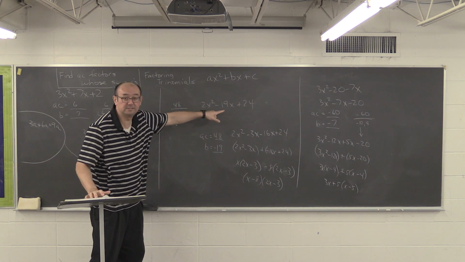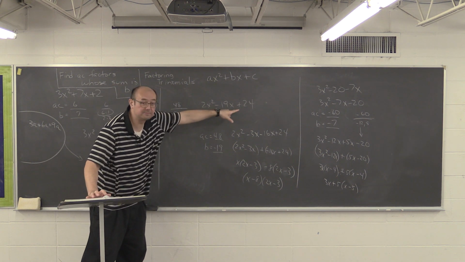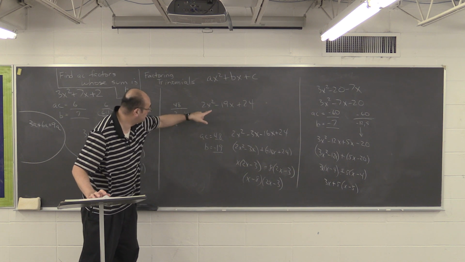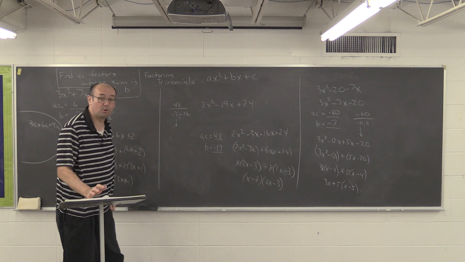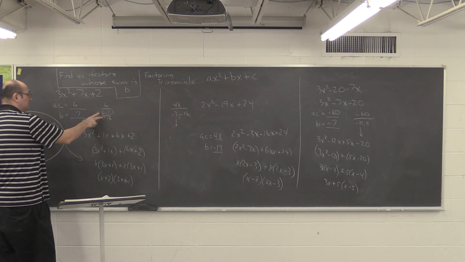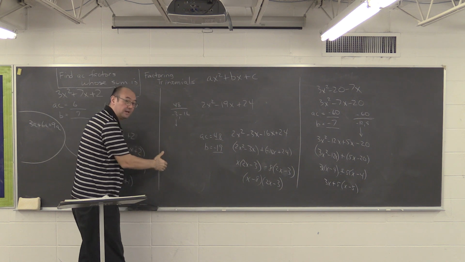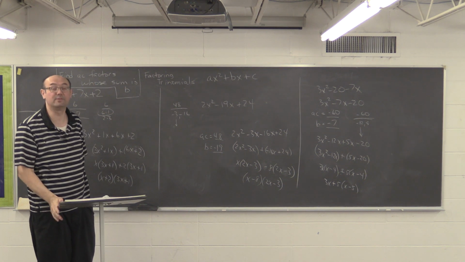2x squared minus 19x plus 24. We find what our AC is, 2 times 24, 48. B is negative 19. Now what we're going to do, I put this arrow down here, forgot to tell you, this one didn't have it, those were the two factors of 6. There are a lot of factors of 48. I didn't list them all, but there are.